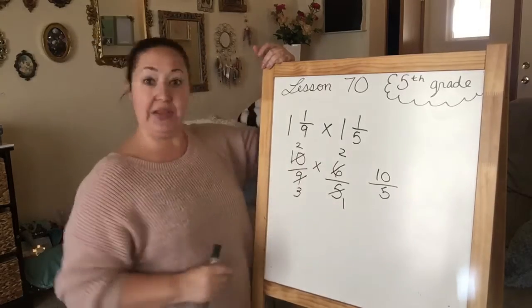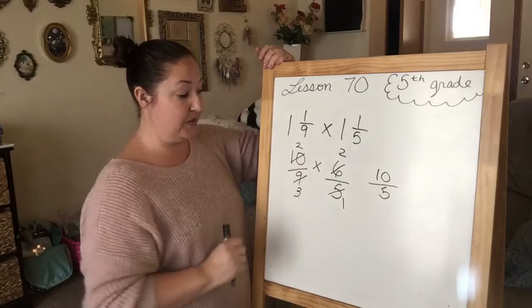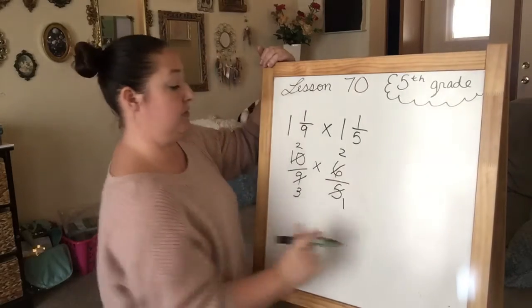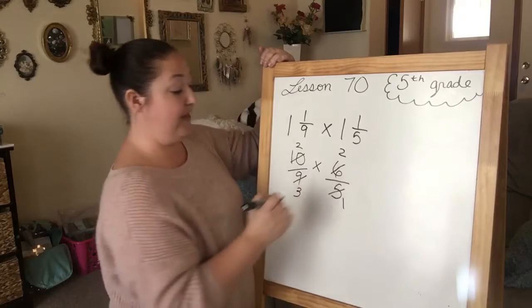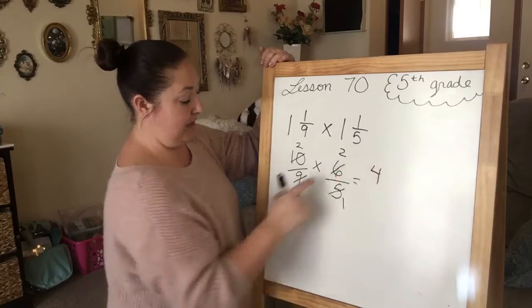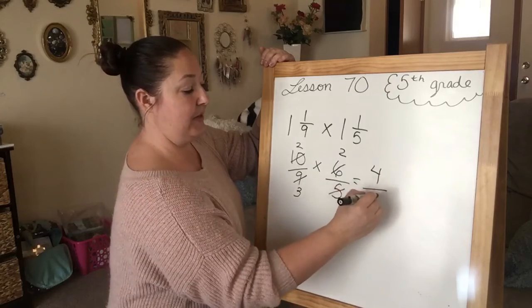So I can cancel out. They don't have to be the same. They can just be numbers that a number can equally divide into. Okay? So now instead of 60/45ths, it can be 2 times 2 is 4. 3 times 1 is 3.